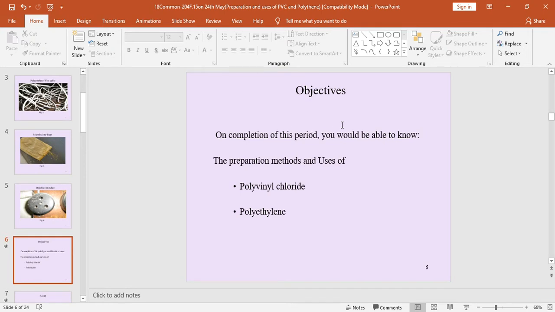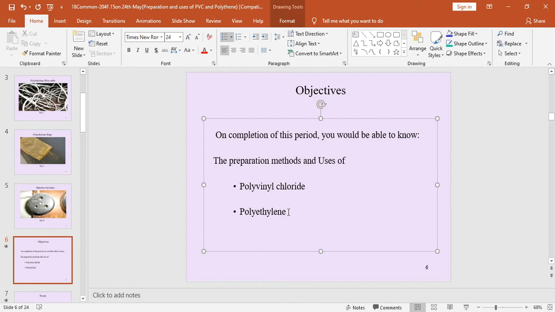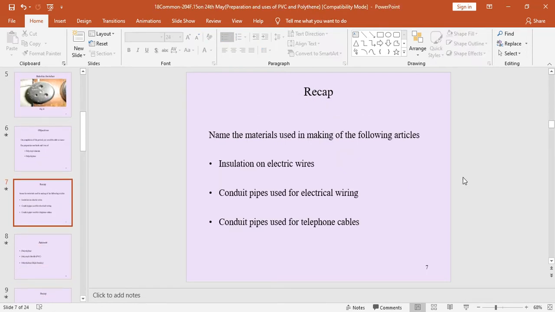In today's class, we are going to discuss the preparation methods and uses of polyvinyl chloride and also polyethylene, or we can say polythene. These two polymers, their preparation and uses, we are going to discuss in this class, right? To know the preparation and uses of PVC and polythene, first of all we should know some basics, right? So see here.